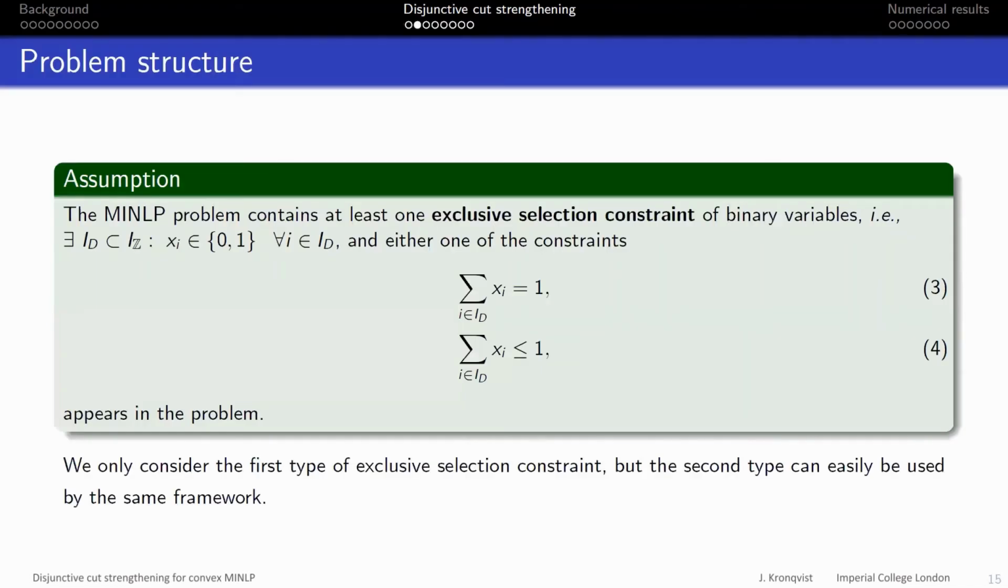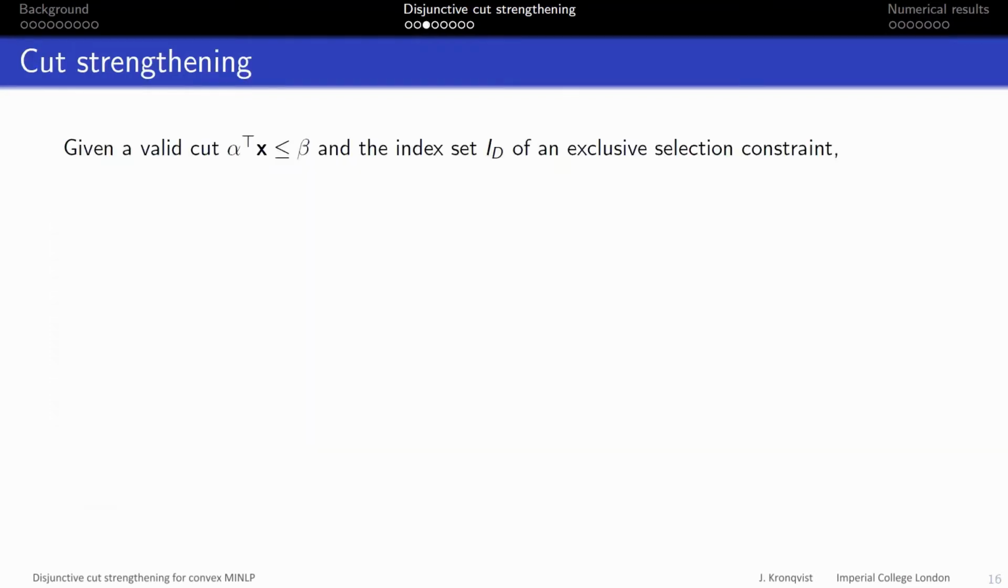Here we will assume that the MINLP problem has a disjunctive structure in the form of an exclusive selection constraint. By an exclusive selection constraint, I mean either one of these constraints: that the sum of some binary variables is equal to 1, or that the sum of some binary variables is less than or equal to 1. Here we will only consider the first type of exclusive selection constraint, but the second type can easily be used by the same framework.